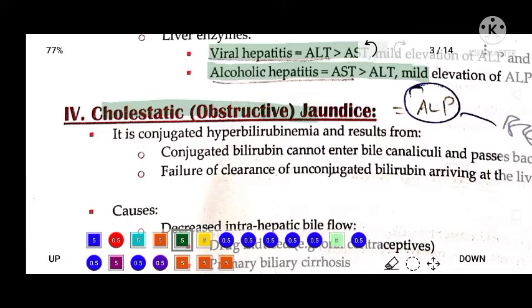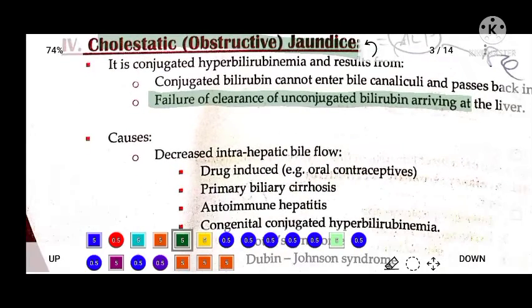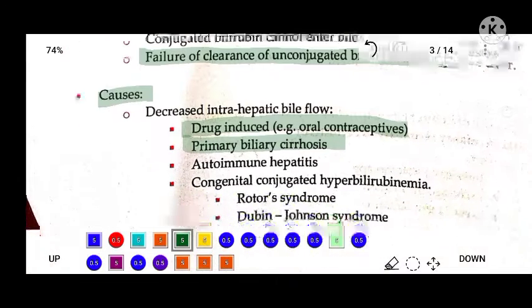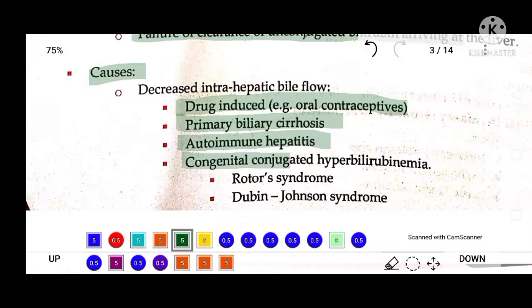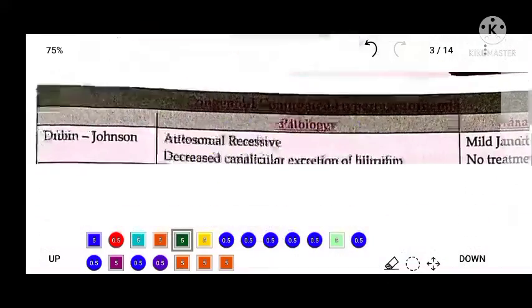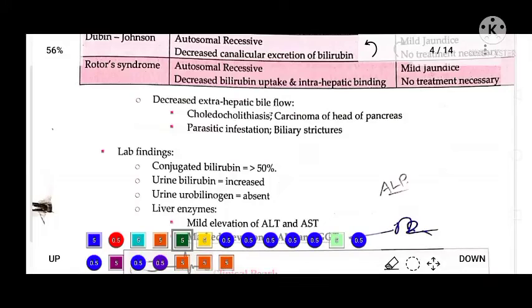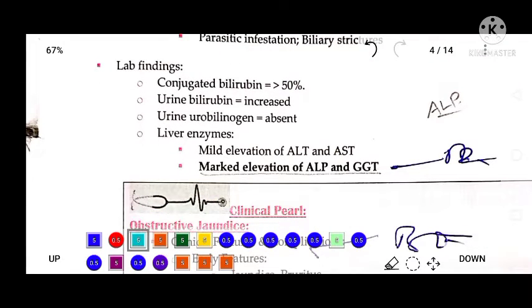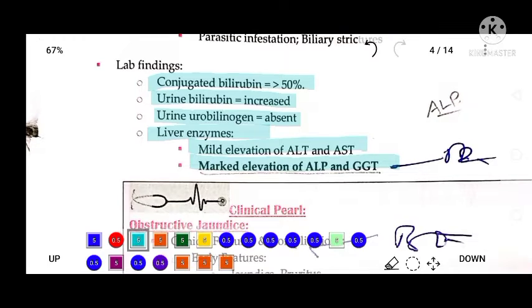The other type is cholestatic or obstructive jaundice, in which there is obstruction to the flow of bilirubin out of the liver. Causes are drug-induced, such as oral contraceptives, primary biliary cirrhosis, autoimmune hepatitis, and congenital conjugated hyperbilirubinemia, such as Rotor syndrome and Dubin-Johnson syndrome. Lab findings will be conjugated bilirubin greater than 50%, urine bilirubin increased, urine urobilinogen absent, and liver enzymes AST, ALT, ALP, and GGT elevated.